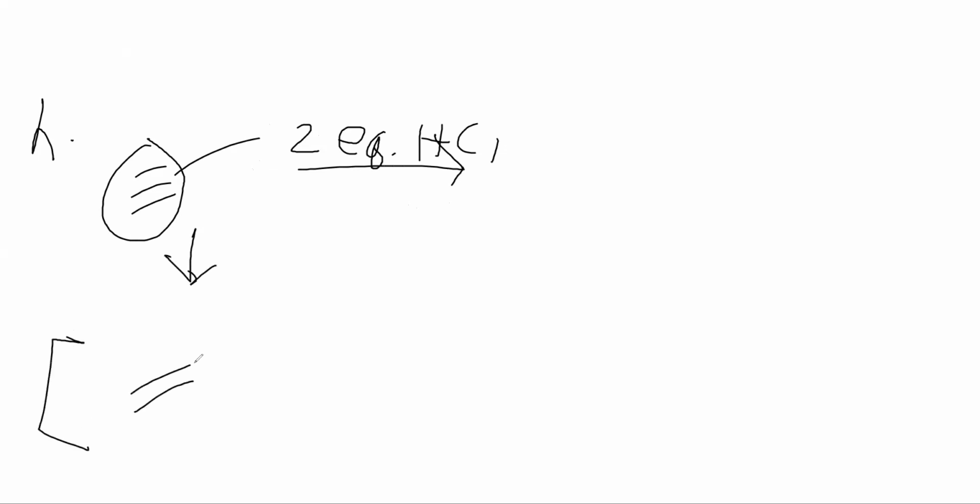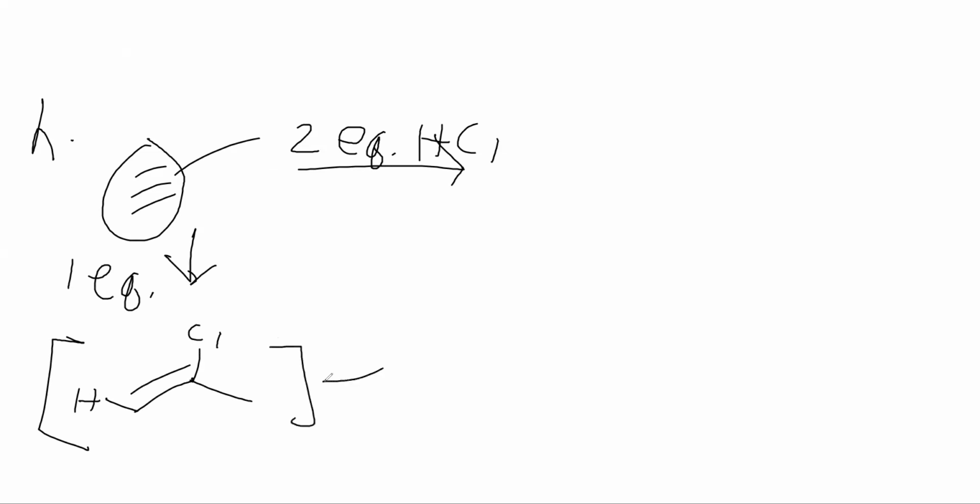This triple bond is at the end of a chain, so it is terminal. And this time we're adding 2 equivalents of hydrochloric acid. So the first equivalent, I'll go ahead and draw it. It'll be similar to the reaction we went over before. It's going to add a chlorine here and a hydrogen here. So that's what one equivalent does.